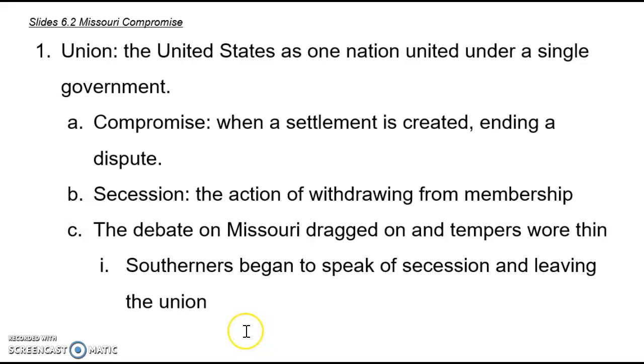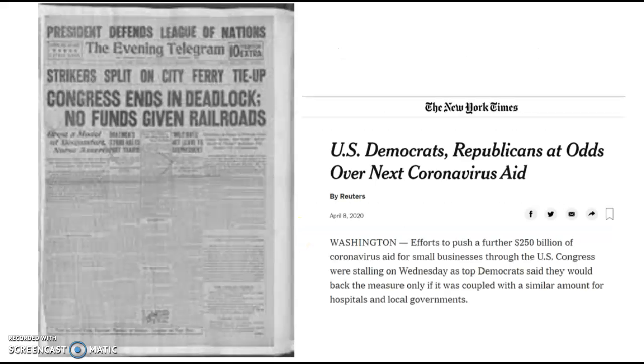Okay, remember we saw that with Andrew Jackson with the nullification crisis. South Carolina was upset with the tariff, so they were threatening to leave, and Andrew Jackson sent the army down there. That same argument is going to occur again because these Southerners are so upset with Missouri. And this whole thing's taking so long. They're in a deadlock that they're talking about leaving the Union.